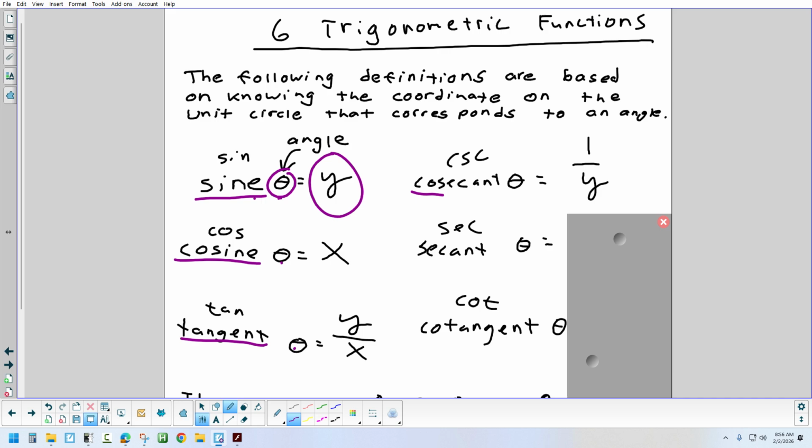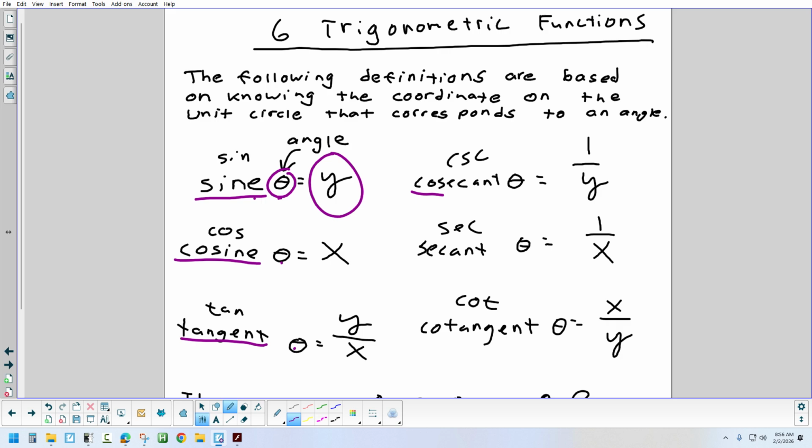Does anyone remember what's the name of that when you take something and flip it? Yep, reciprocal. They're all reciprocals the way I paired them up in these rows. So what do you think the secant is? 1 over x. It's 1 over x. And how about the cotangent? X over y. That's going to be x over y. Yep.